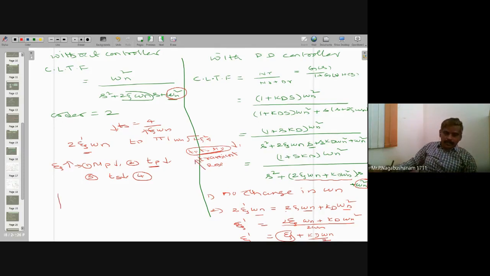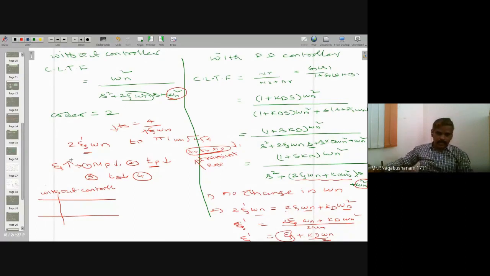That means, assume this is without the controller. For example, without the controller, assume the input is a step input. Let me use a different color. Draw the waveform without the controller. Assume this is the waveform. This is the cap. How many oscillations? There are 1, 2, 3, 4 oscillations there.